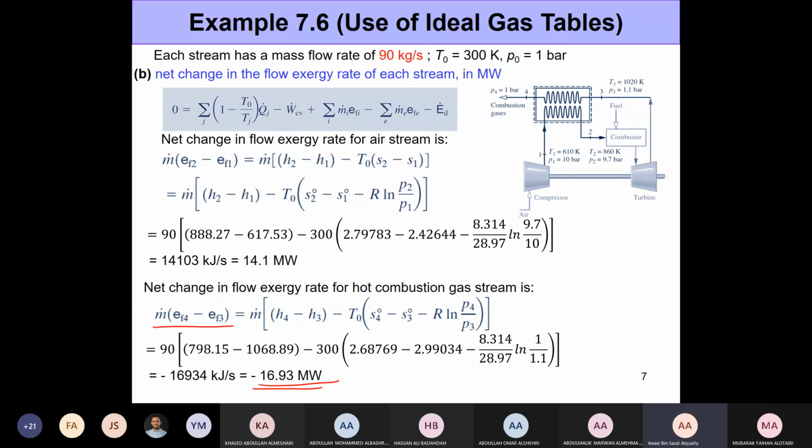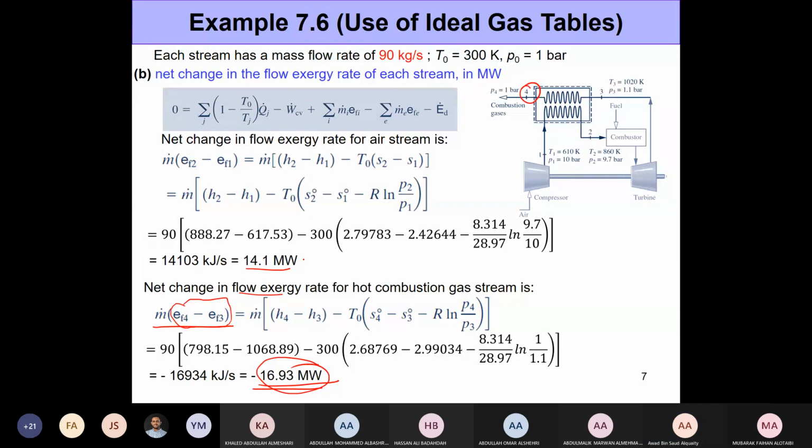Okay, so of course, when we take EF4 minus EF3, it's going to be minus because the exergy at state 4 is lower than the exergy at state 3. But when you look at the net change, what is the difference, right? So the difference between the flow exergy rate for the hot stream is higher than the difference that we have for the airstream. So basically what I'm trying to tell you is the exergy lost by the hot stream is more than the exergy gained by the cold stream.